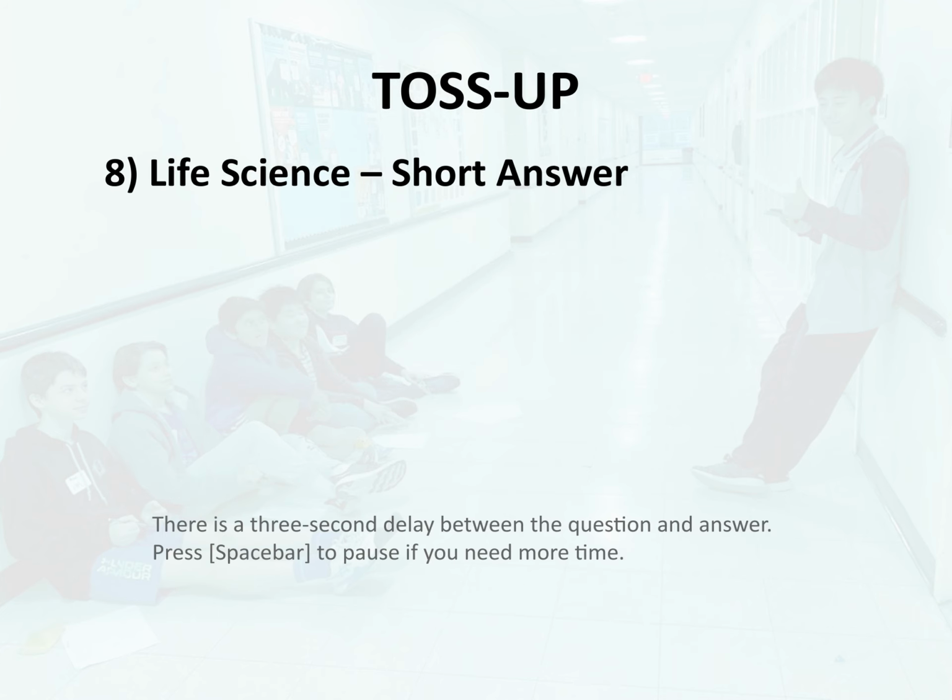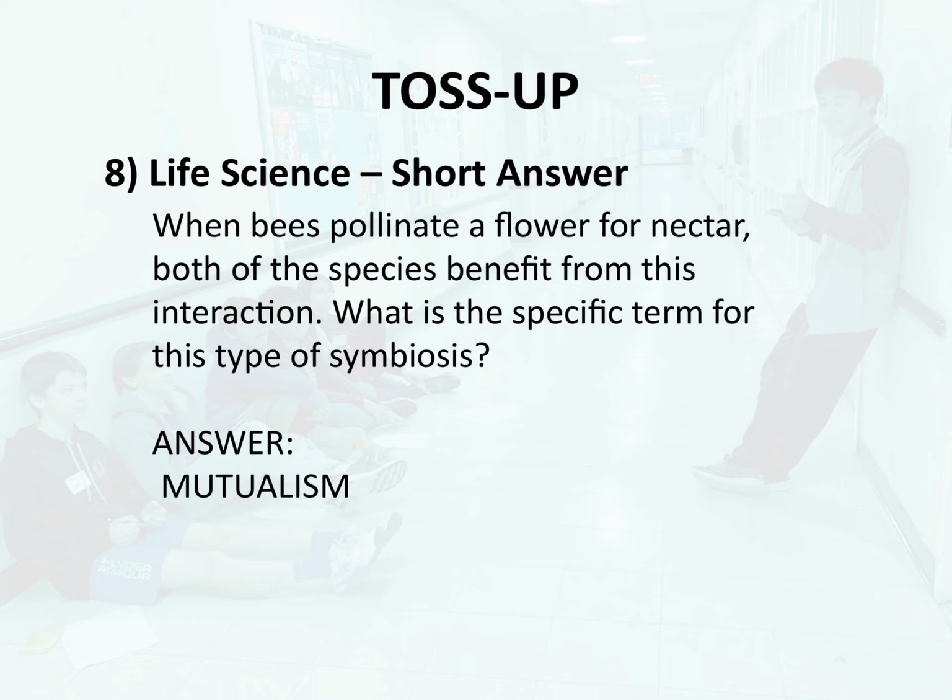Toss-up 8. Life science, short answer. When bees pollinate a flower for nectar, both of the species benefit from this interaction. What is the specific term for this type of symbiosis? Answer. Mutualism.